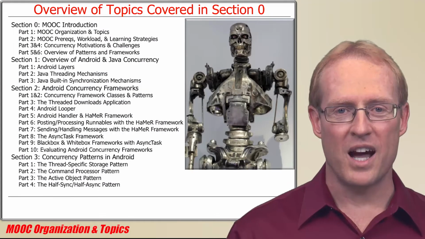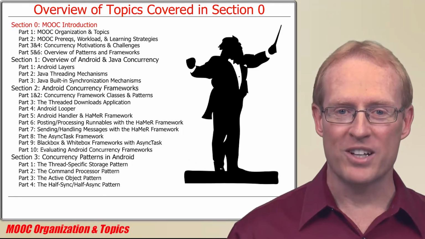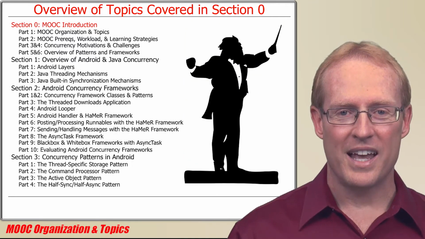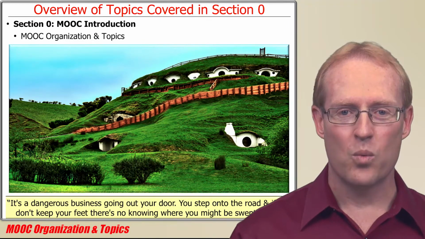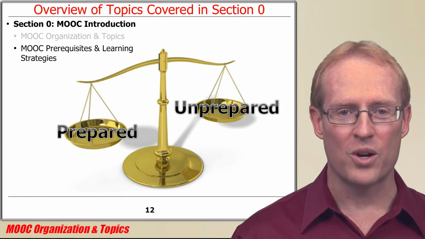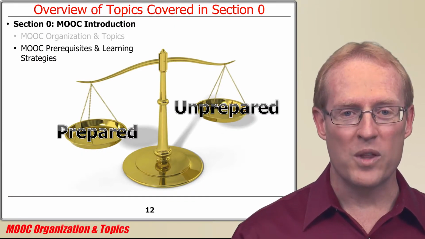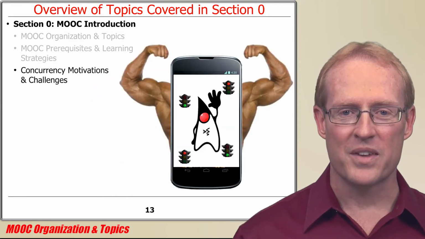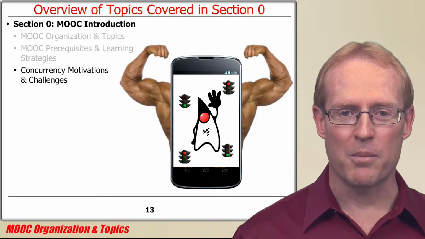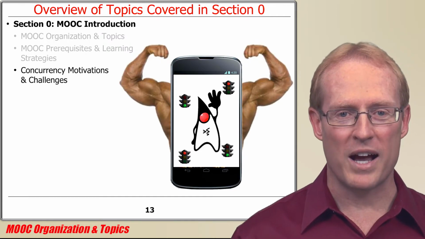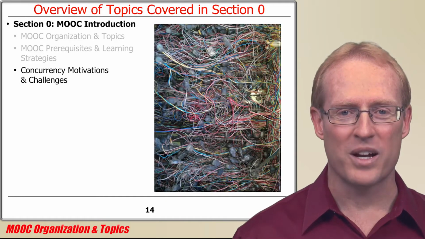We now summarize the contents of the 4 main sections in the MOOC, starting with the introductory material in Section 0. After summarizing the MOOC organization and topics we're covering now, we discuss the MOOC prerequisites and workload so you'll be prepared to complete the MOOC successfully. We then motivate the benefits of concurrency, such as increasing performance, improving responsiveness, and simplifying program structure, and summarize the complexities associated with concurrent programming in Java and Android.